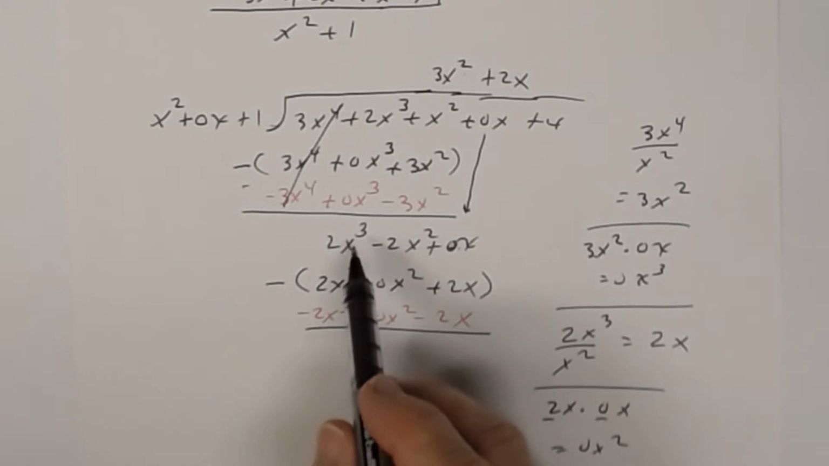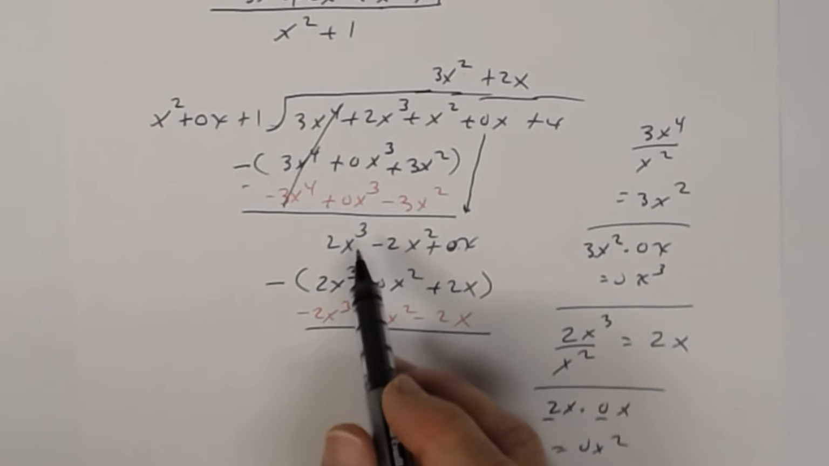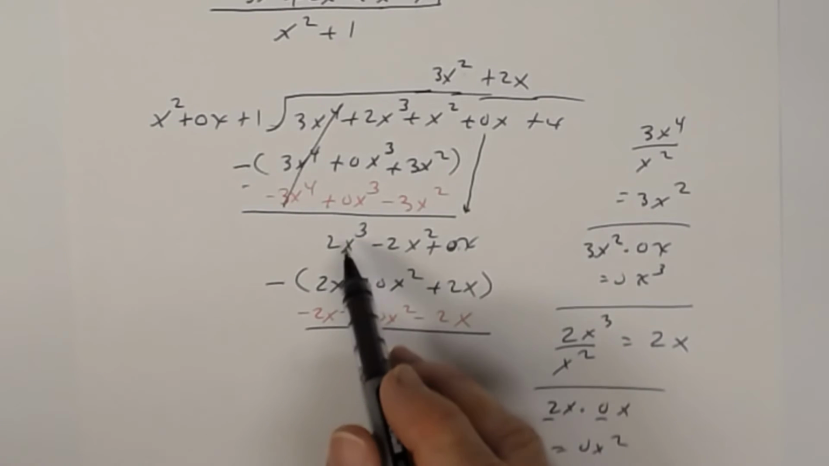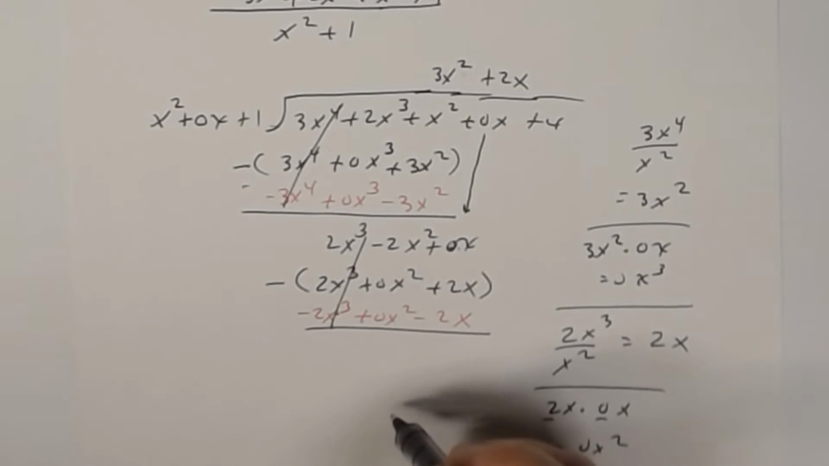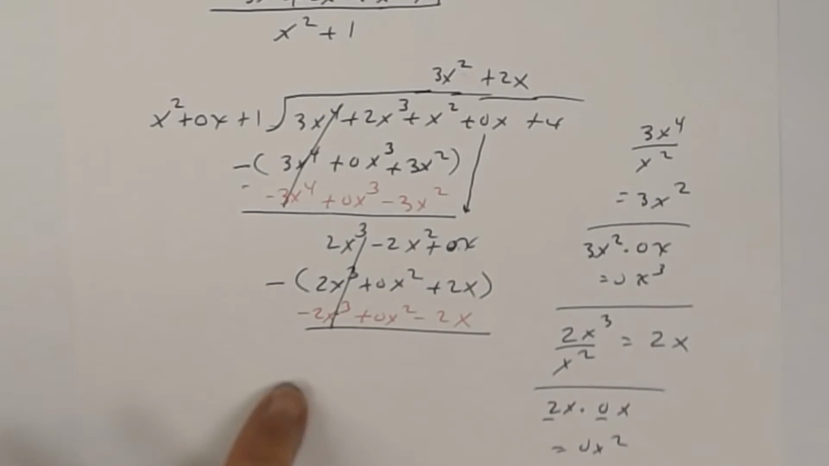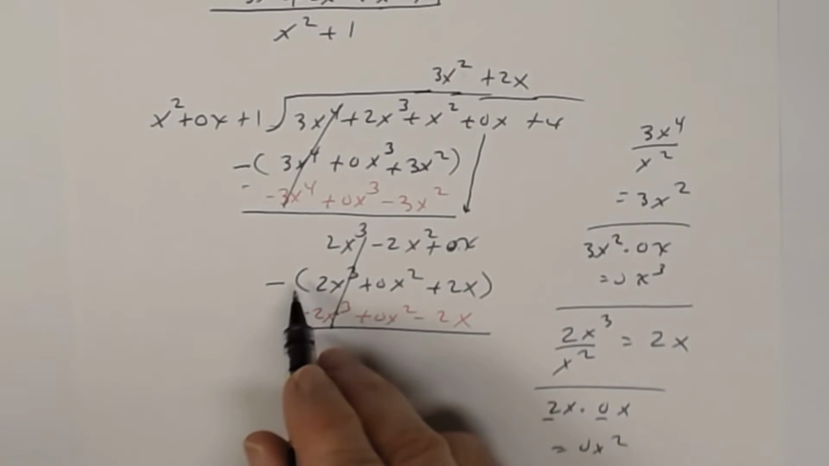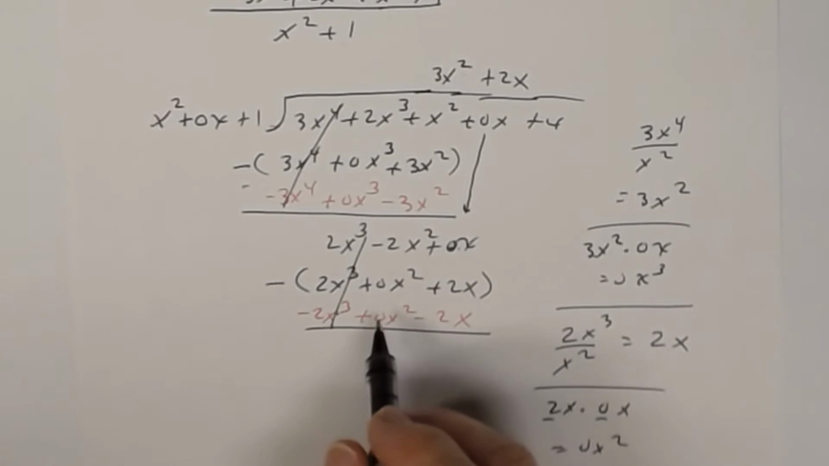All right, so let's go through the process. So 2x cubed minus 2x cubed means the same thing as saying 2x cubed and a negative 2x cubed, which is 0. So just like this, every time you do these little groupings, the first terms always have to cancel out. A negative 2x squared subtract 0x squared means the same thing as saying negative 2x squared plus 0x squared, which is still negative 2x squared.